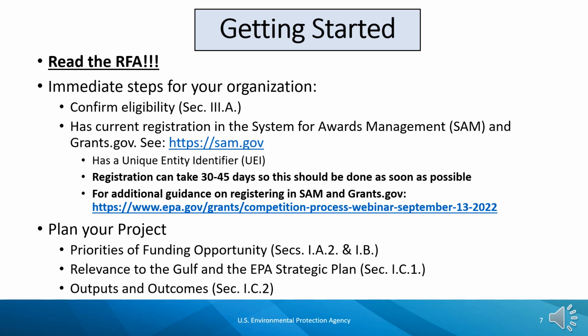Your project must state how it is relevant to the Gulf of Mexico and the EPA Strategic Plan goals. EPA Strategic Plan linkage information can be found in section 1C1. As you are planning your project, please be sure to consider the potential outputs and outcomes you expect from your subrecipients and how those will be identified in your application.